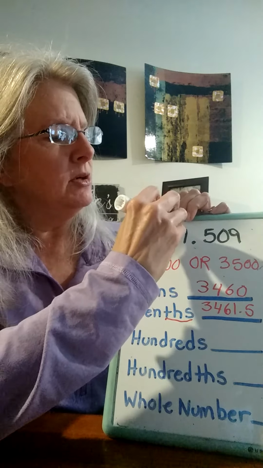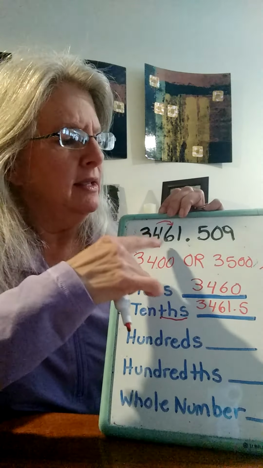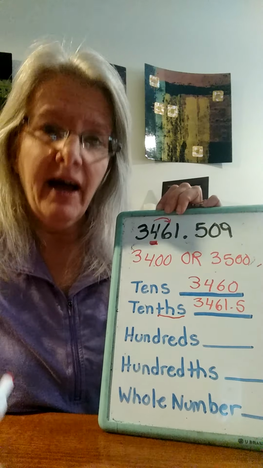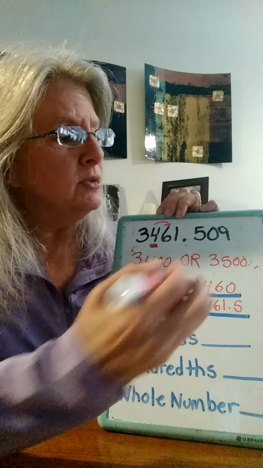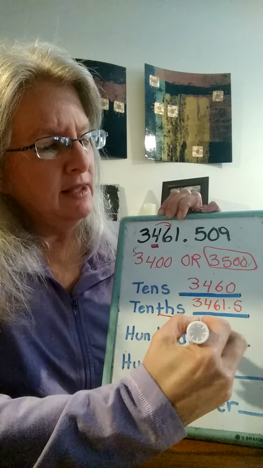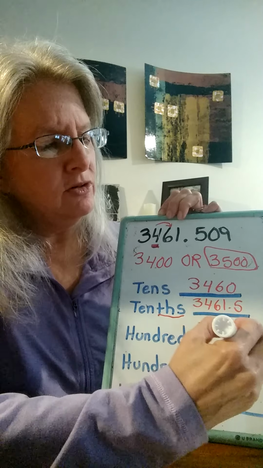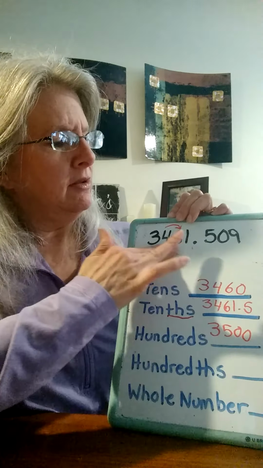Look at the next number. Remember our rule, 5 or higher, we round up. A 6 is higher than 5. It is more than halfway. So we're definitely going to round up. It's going to be this one, 3,500. So let's do our next one.